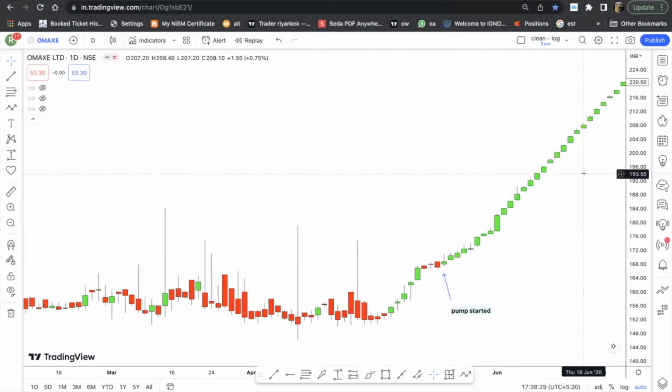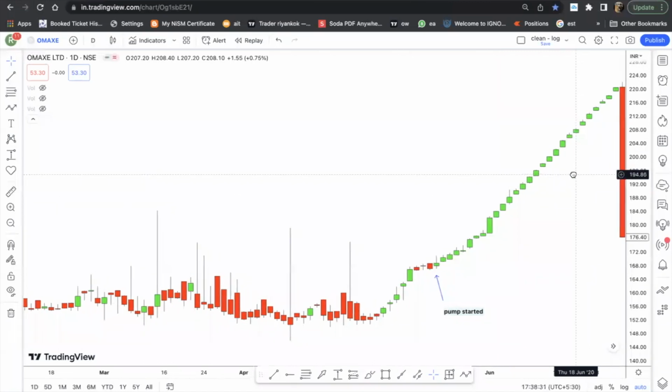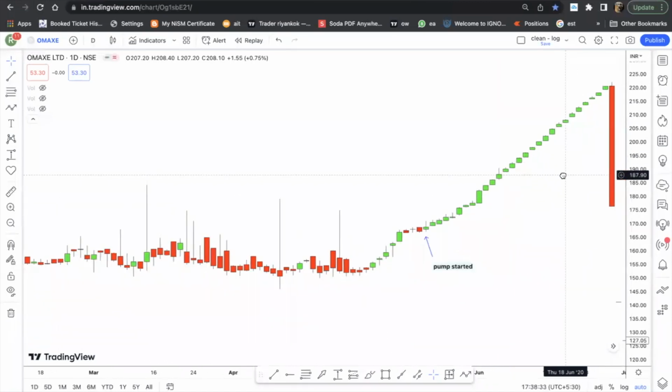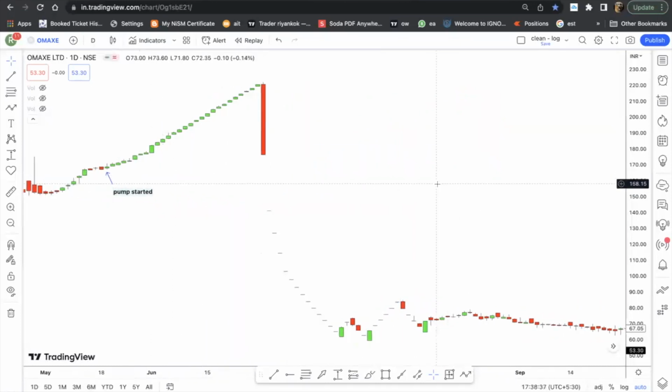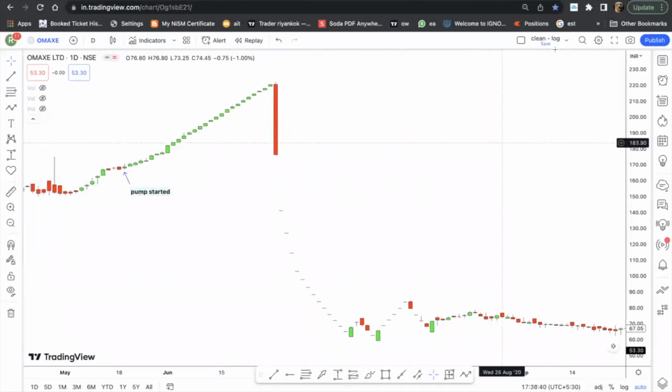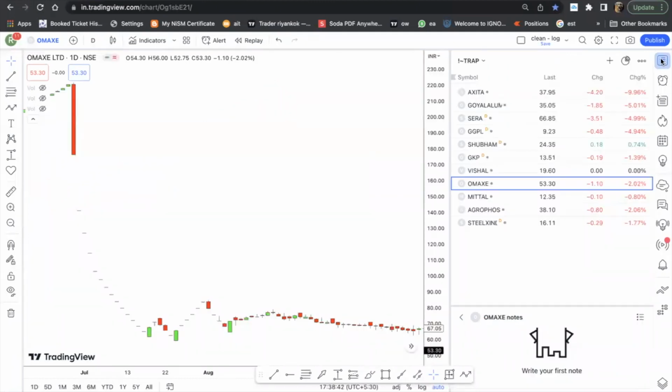So stairs are being formed. Now the elevator will be formed one day: 20%, 20%, 10, 10, 10, 5, 5, 5. And the stock will continue to go down till the levels of 67, 66. Okay. Let's take a very, very recent example.